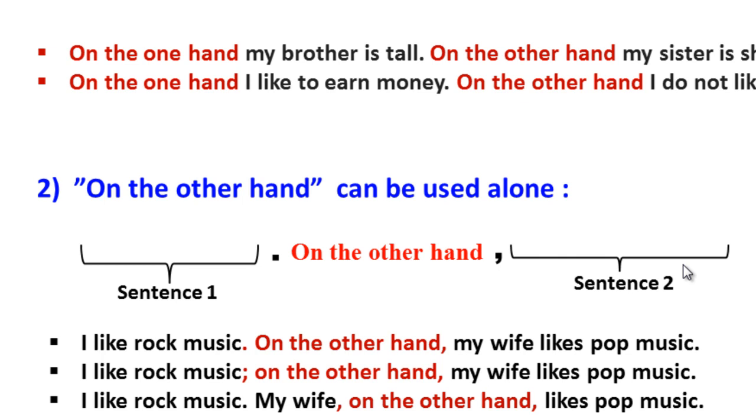I like rock music, sentence 1, full stop, sentence 2, my wife, it's the subject. On the other hand, it is put between two commas, likes pop music.